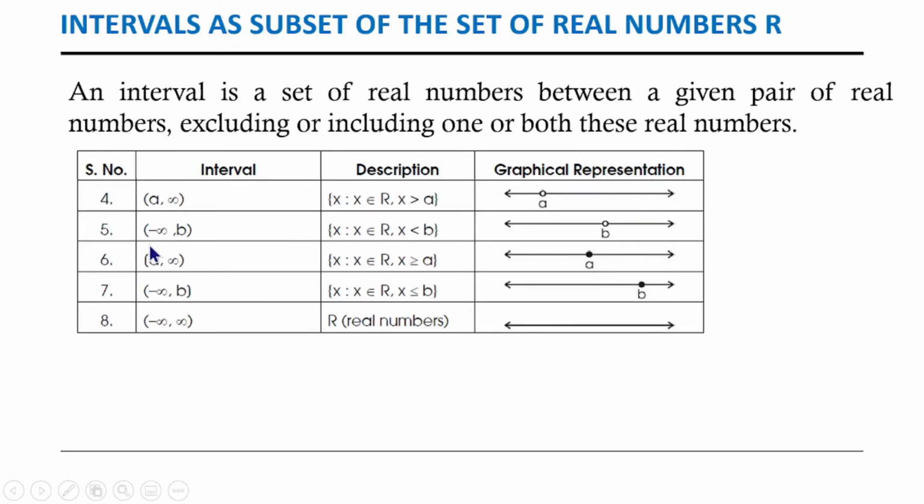Then the next kind of interval is the open interval minus infinity comma B. It is given by the set of all x such that x belongs to R, x less than B. So it includes all those points which are before B without including B. The point B is not included but it includes all those points before B. Say, for example, we have minus infinity here and infinity here.